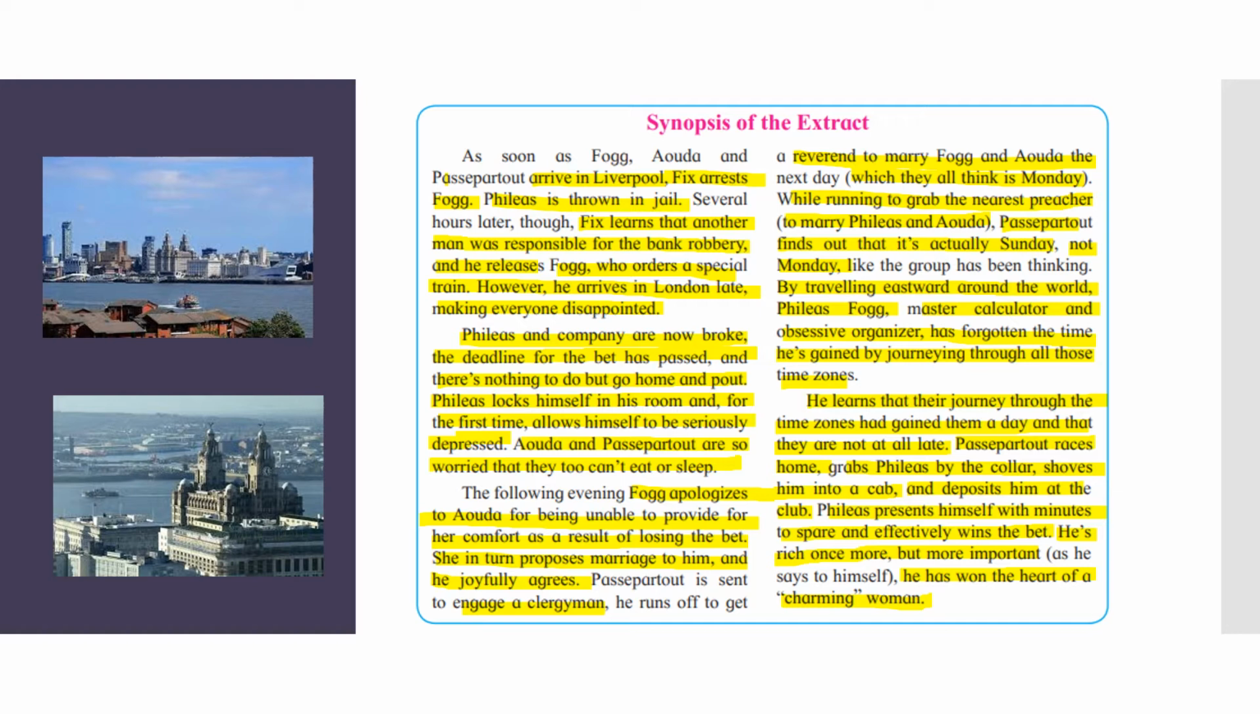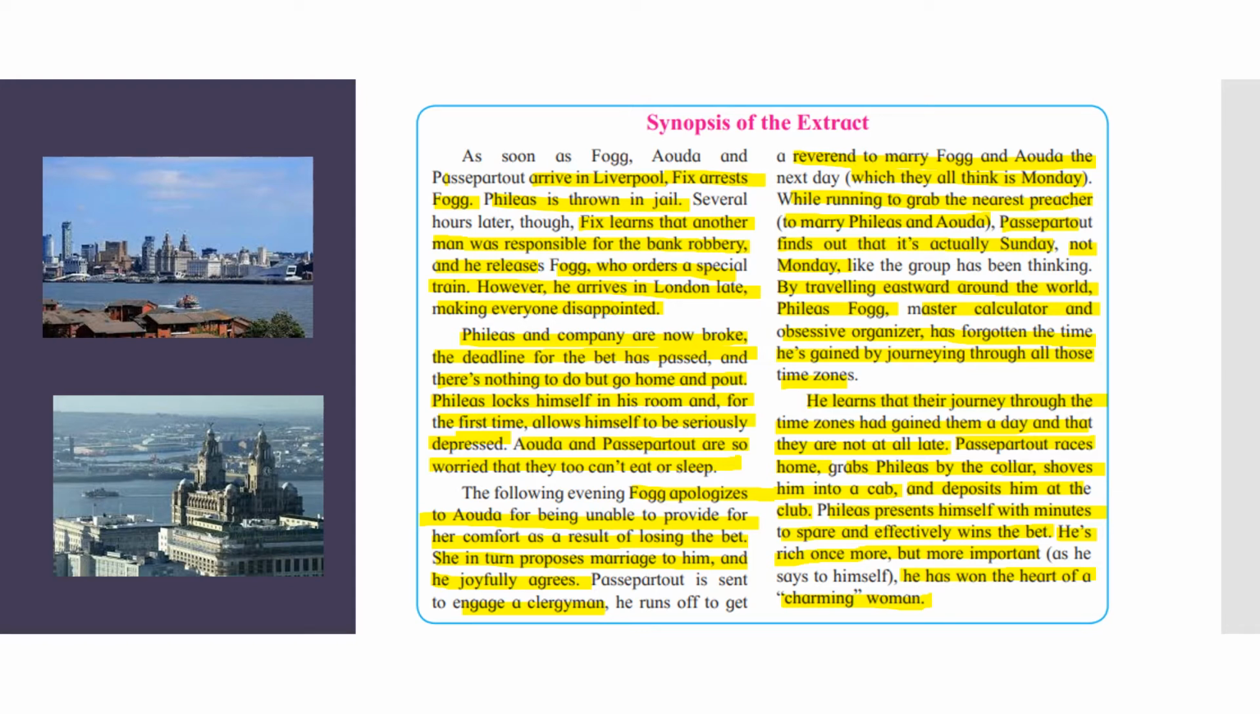Sunday and not Monday. By traveling eastward around the world, Phileas Fogg, who was the master calculator and obsessive organizer, has forgotten the time he has gained by journeying through all the time zones. He learns that their journey through the time zones has given them a day and they are not late at all.